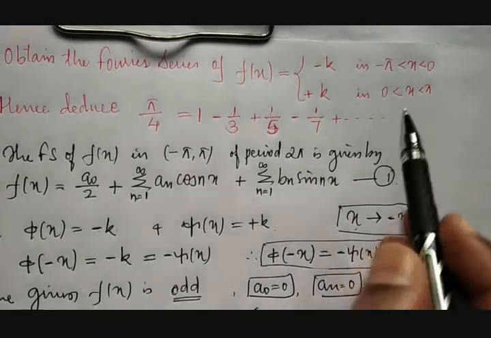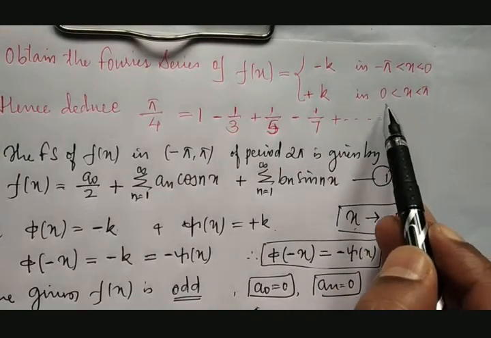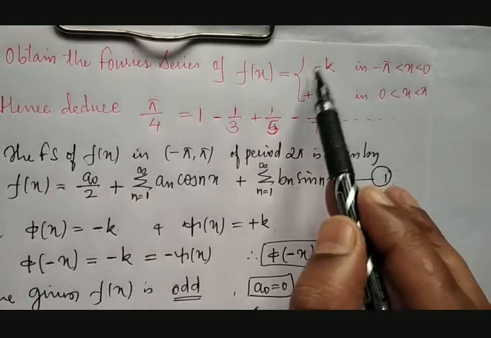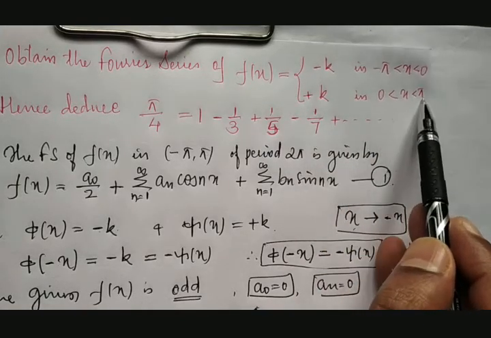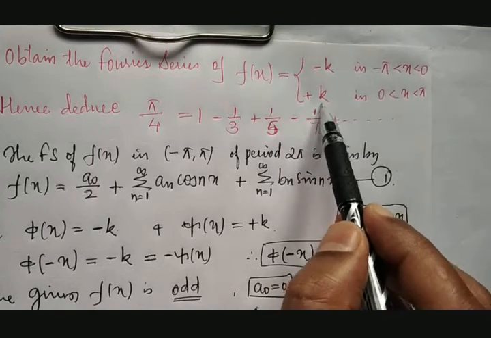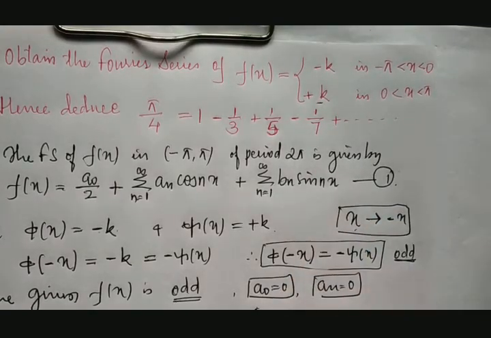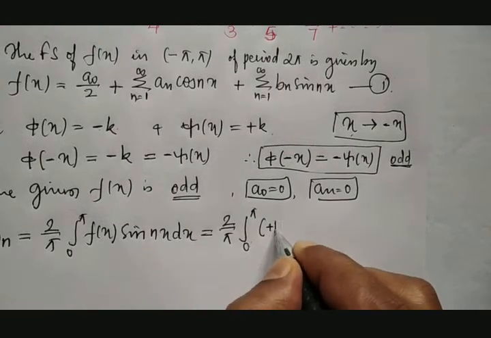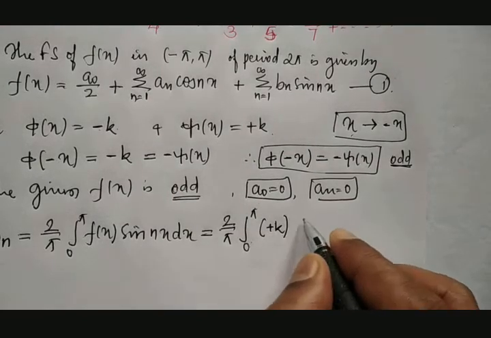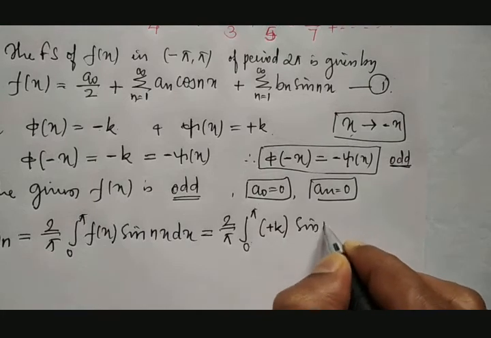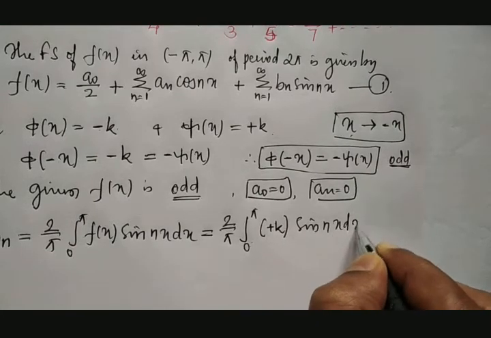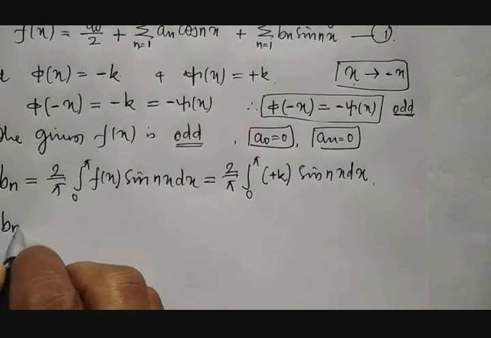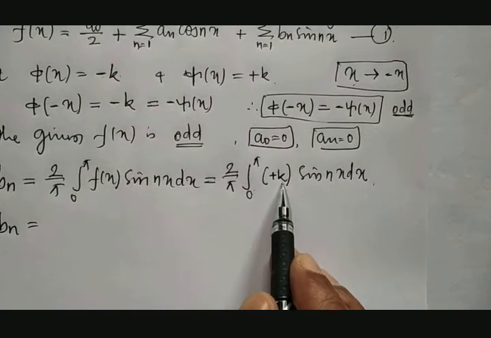So I have to choose a function which is there between 0 to pi. This is between minus pi to plus pi, it cannot be taken. So this is between 0 to pi, so only this function has to be considered. Plus k has to be considered, that into sin nx with respect to x. Fine. Therefore, bn is equal to, since k is a constant, keep it out.